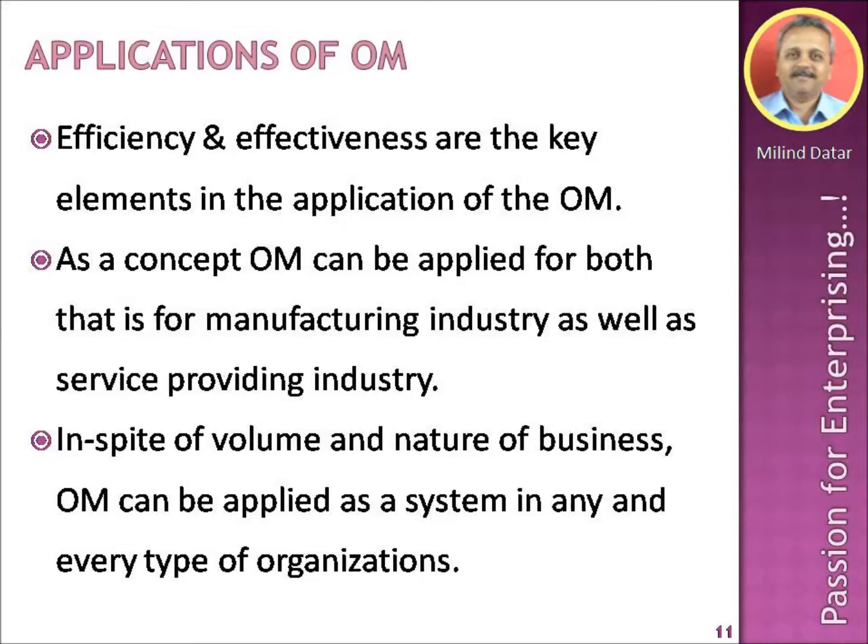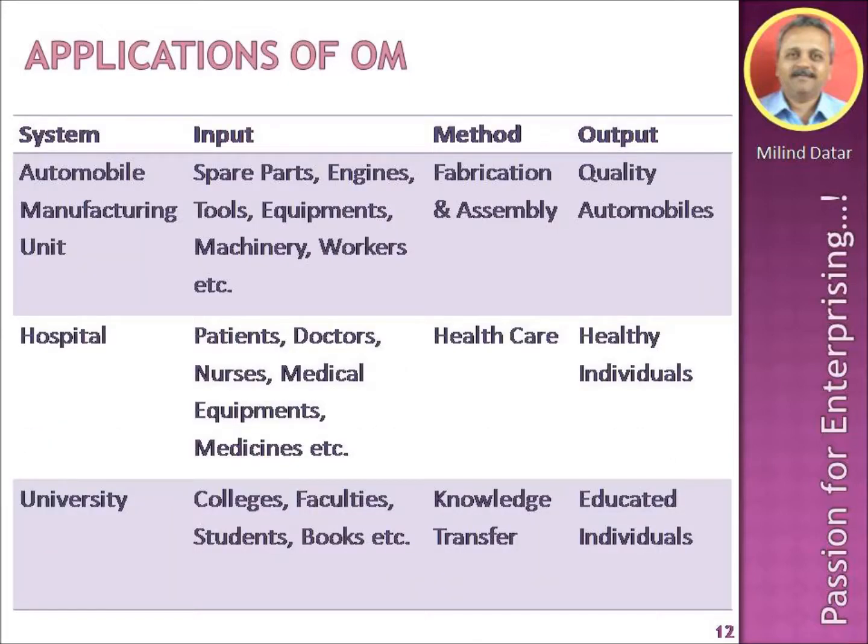As a concept, operations management can be applied both to the manufacturing industry as well as to the service providing industry. In spite of volume and the nature of business, operations management can be applied as a system in any and every type of organization. Now let us talk about some examples. In the case of an automobile manufacturing unit, some of the inputs or resources can be spare parts, engine, tools, equipment, machinery, workers, etc. Here the method of conversion can be the fabrication and assembly of the vehicle, and the output is the high quality automobile.